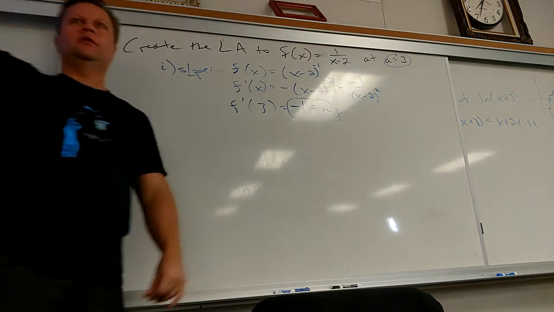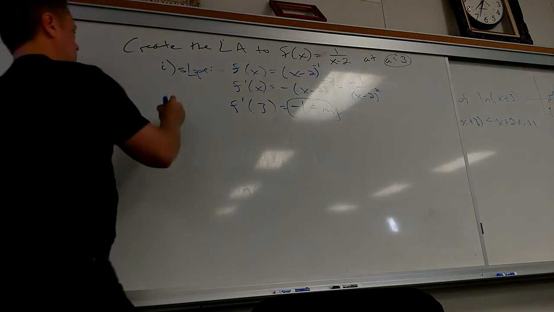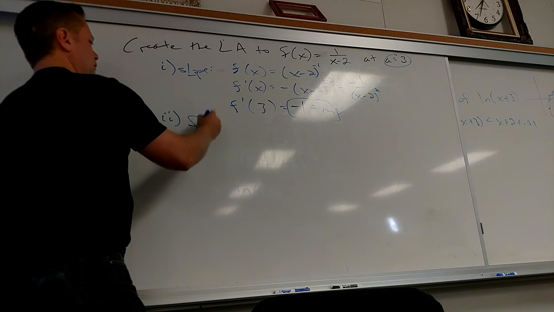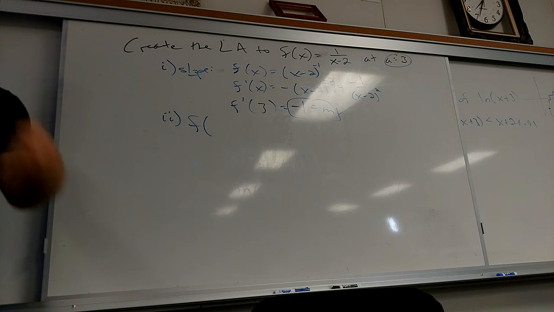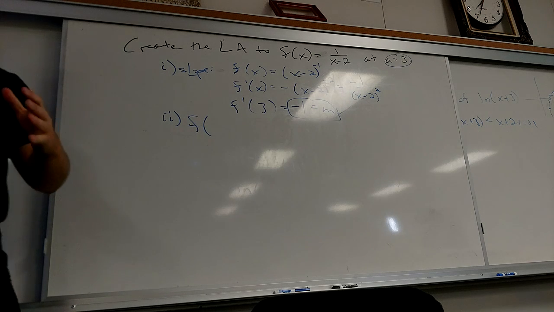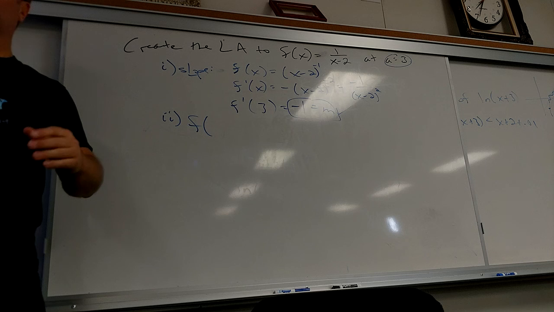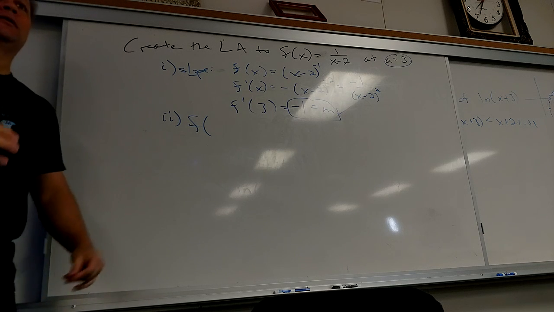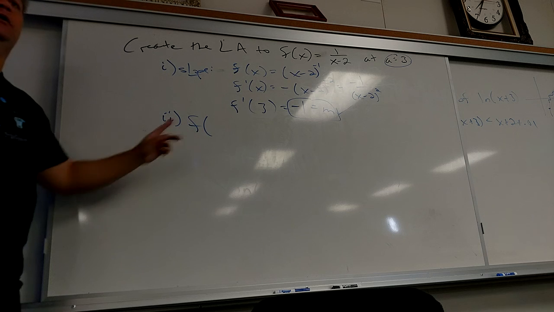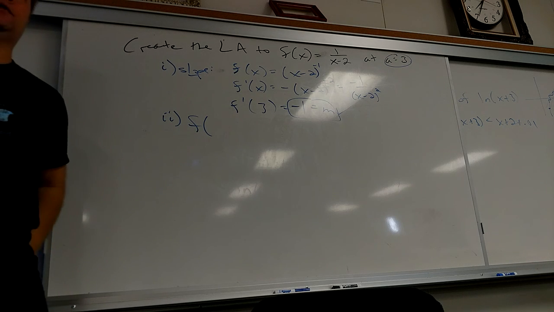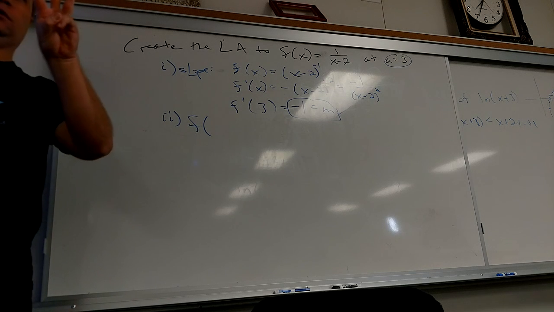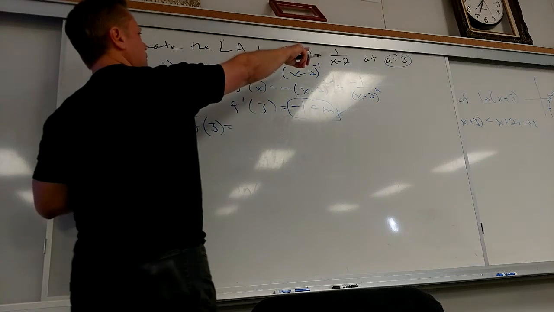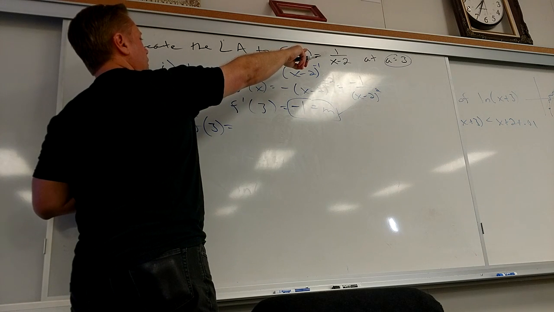Check. And then the second thing I need is a point. Then the point I've got to use is f evaluated at what do I put into there? What's the only value I'm interested in for this problem? Okay. So what's f of 3? 1. Okay.